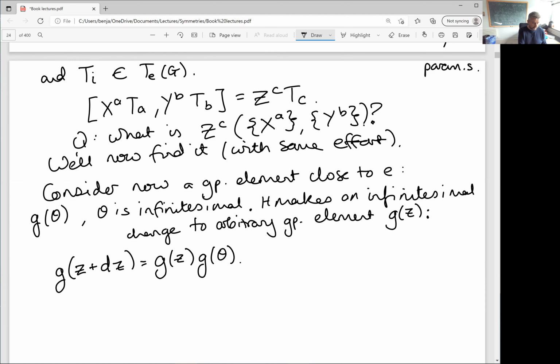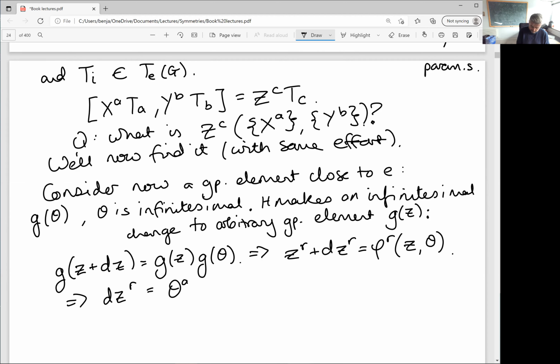Okay, so we know how to take these group products. What happens is that the coordinate z just ends up being our function phi of z and theta. And theta is infinitesimal, so we can expand this right-hand side around small theta, do a Taylor expansion. So we get that dz^r is theta^a times the derivative of phi^r(z, theta) with respect to theta^a.